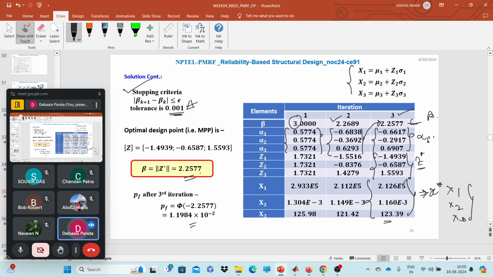So to achieve this beta and probability of failure, your design point should be 2.12, 1.1 and 126. Instead of what we are starting from, we are starting from here, the initial guesses. So in this way, this method is applicable to our real life problems where we need to consider the reliability, the randomness in our limit state function. Clear? Yes or no?